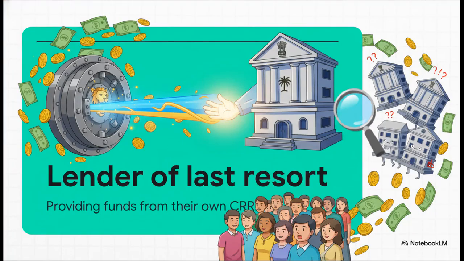Now, this brings us to their ultimate financial backup plan, acting as the lender of last resort. Imagine a commercial bank suddenly runs out of cash and literally cannot borrow from anyone else to pay back its depositors. That is a recipe for total panic, right? To prevent a full-blown bank run, the RBI steps in. They provide emergency funds, actually pulling from their own cash reserve ratio to rescue banks that have absolutely zero other options.